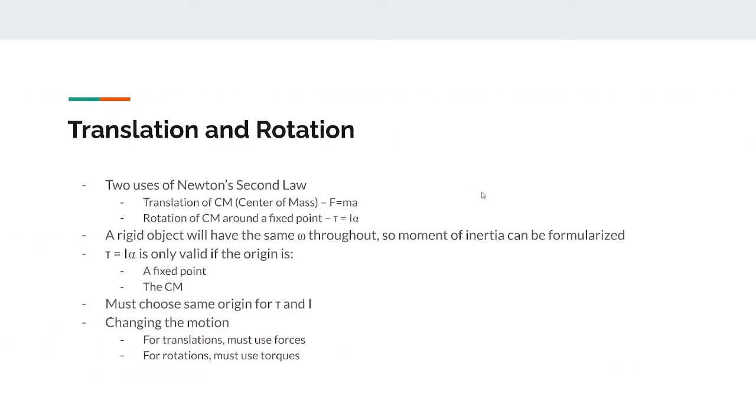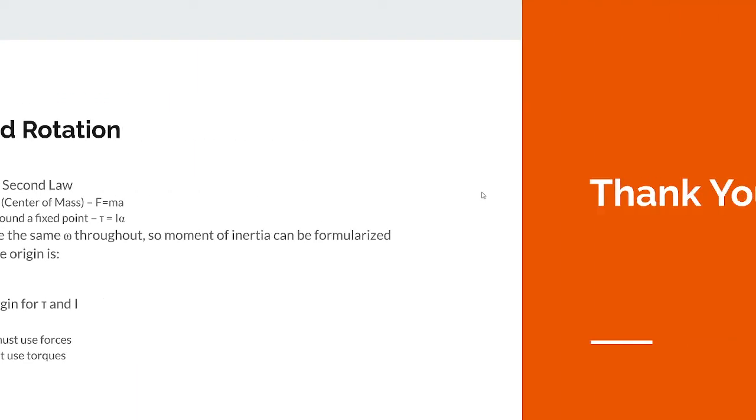Remember that torque equals I alpha is only valid if the origin is at a fixed point or the center of mass, or both. You must choose the same origin for your torque and your moment of inertia. And whenever your motion changes, for translations you must use forces, and for rotations you must use torques, right?